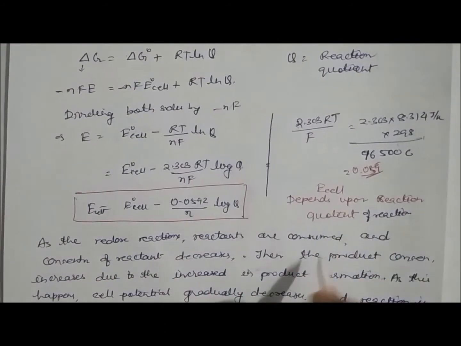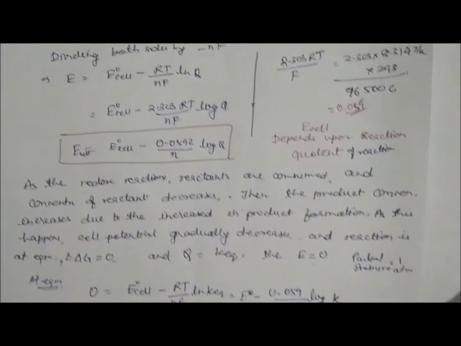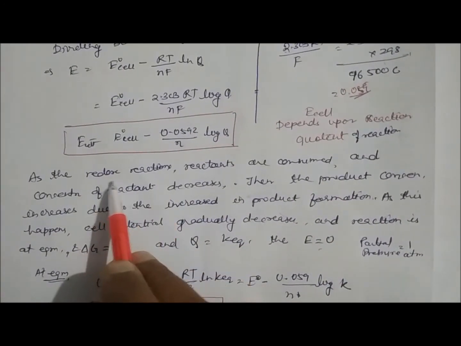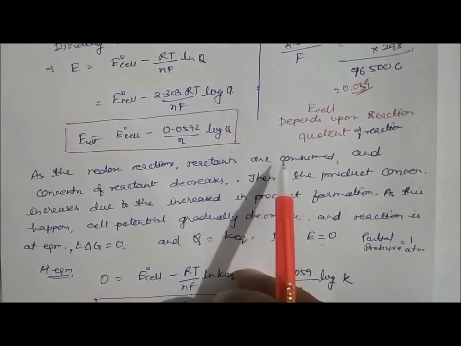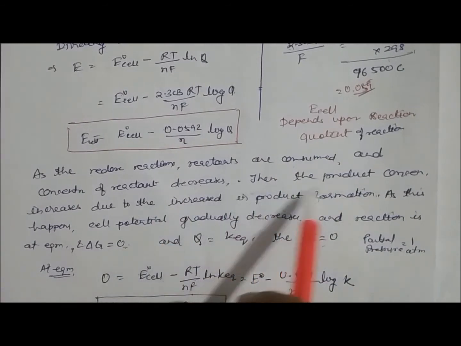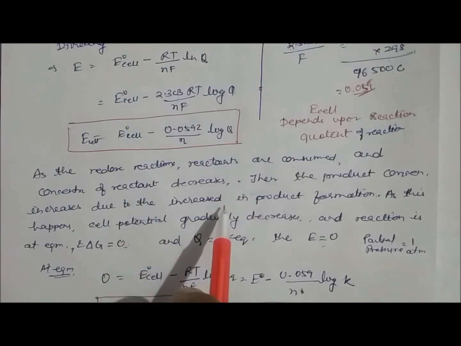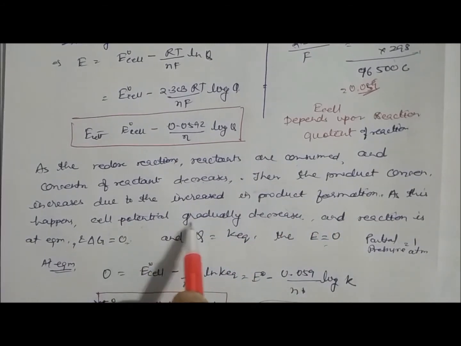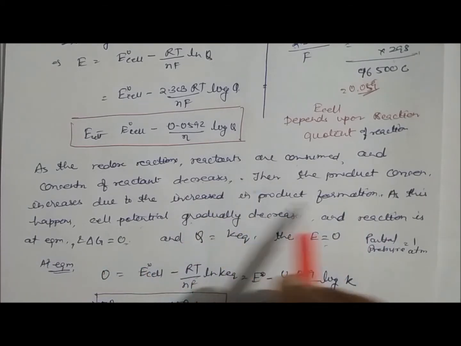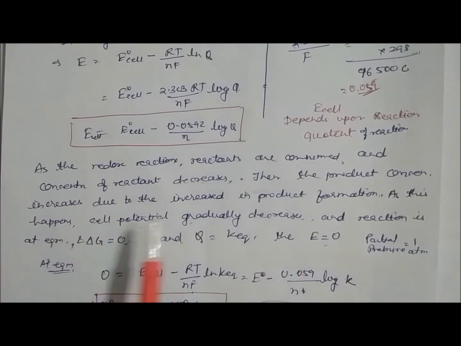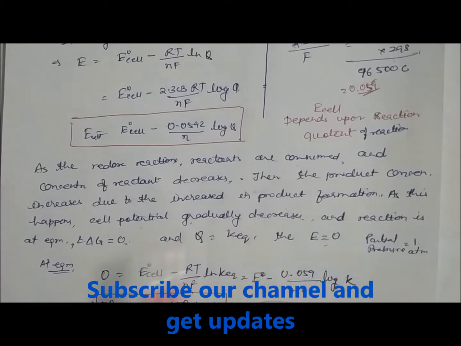So the E of the cell depends upon the reaction quotient of the reaction. As the redox reaction proceeds, reactants are consumed, and the concentration of the reactants definitely decreases, and then the product concentration increases. Due to the increase in product formation, the cell potential will gradually decrease, and the reaction reaches equilibrium, where the rates of reactant and product formation are equal.